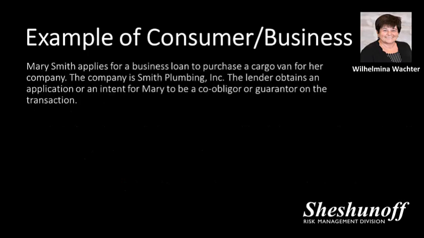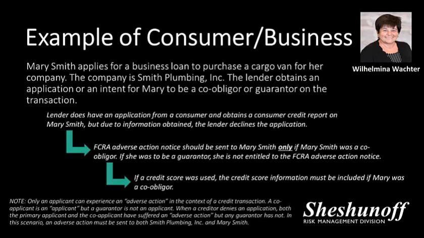In the next example, Mary is applying for a loan in the business name and does obtain an intent from Mary to be a co-obligor or a guarantor. So in this instance, we do have a permissible purpose, and the request is denied. If Mary was to be a co-obligor or a co-applicant, then the FCRA disclosures would be required. If Mary was to be just a guarantor, FCRA disclosures would not be required.